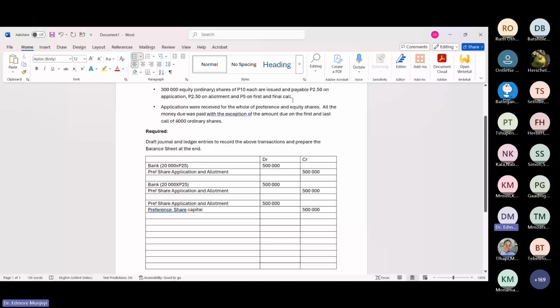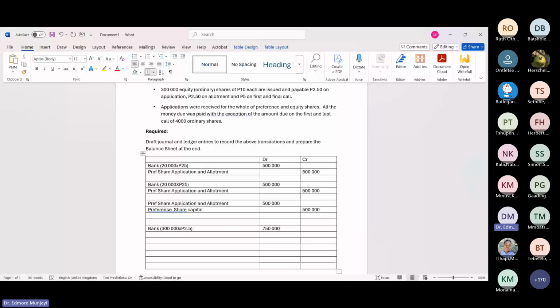So in other words, we are going to debit our bank because we received 300,000 times 2 pula 50, which is going to give us how much? Team online, 2.50 times 300,000, we get how much? 750,000. Thank you so much. So 750,000.